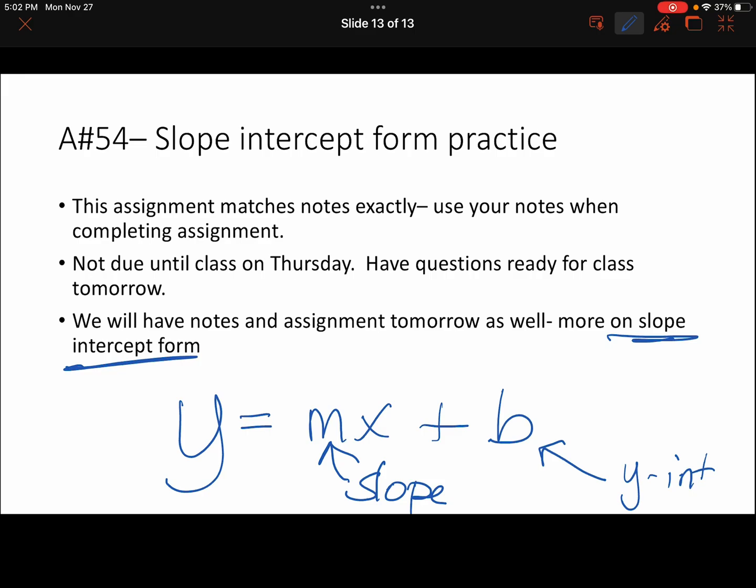I will probably not open the assignment to turn it in until late Wednesday night, and you don't even have to have it in until Thursday morning. So that will be the plan.